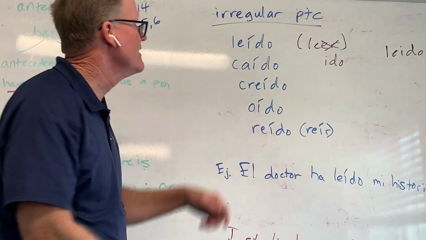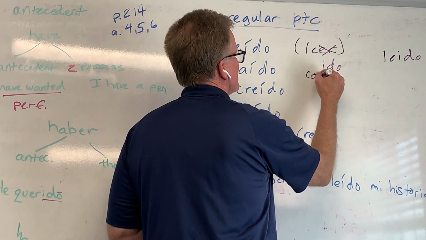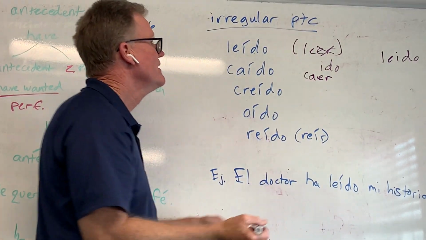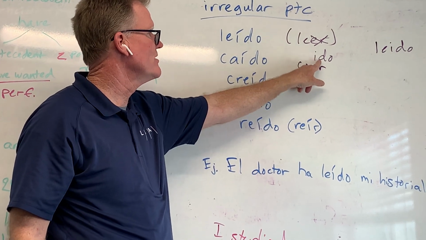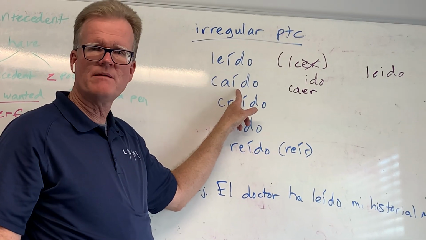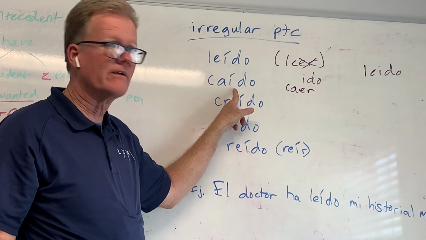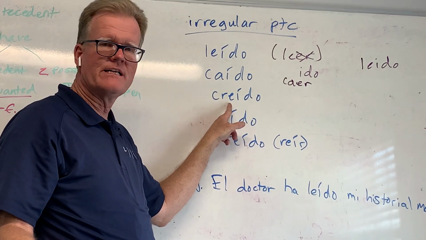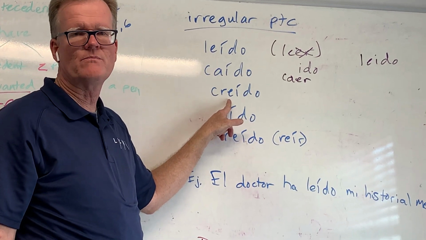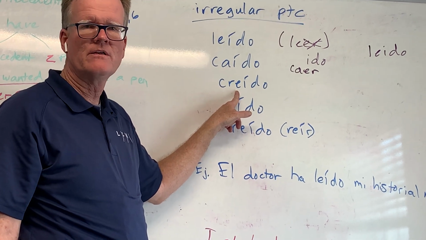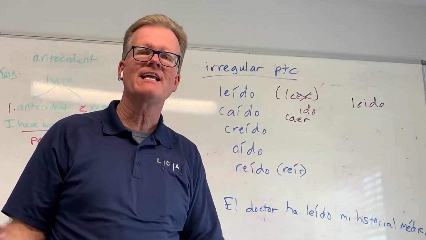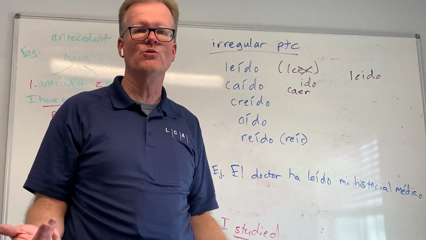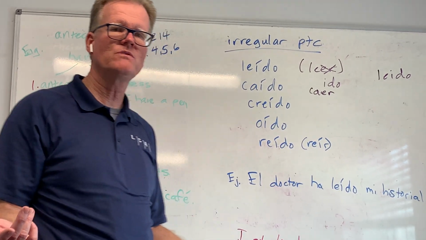Caído comes from caer. Caer is to fall. And again, it follows the rules. It's an -er verb, so it's going to get the -ido ending. And I'm just putting an accent mark. That's all I'm doing. It's not really that irregular. Creer is the original verb. Creído is believed. So if you want to say, we have believed in Jesus Christ, hemos creído en Jesucristo. Hemos creído.